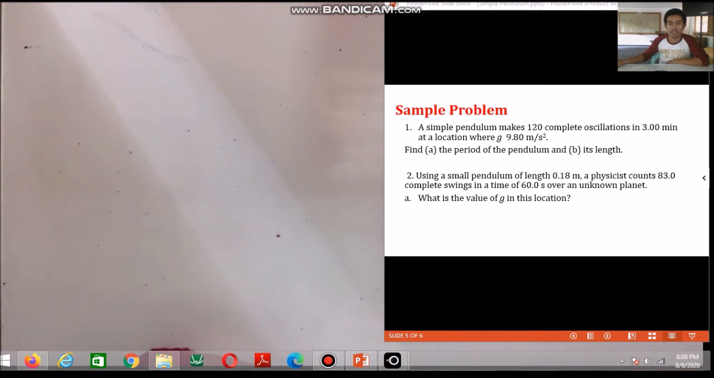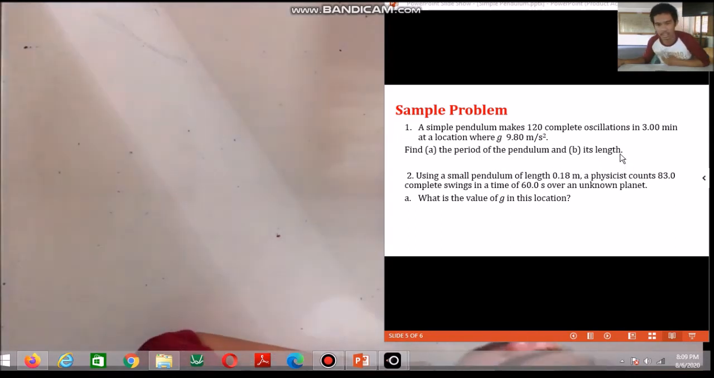So I have here a problem involving a simple pendulum. So the problem goes this way. First problem: a simple pendulum makes 120 complete oscillations in 3 minutes at a location where g equals 9.8 meters per second squared. We'll determine the period of the pendulum and its length.